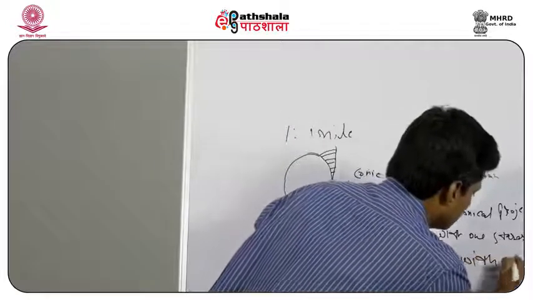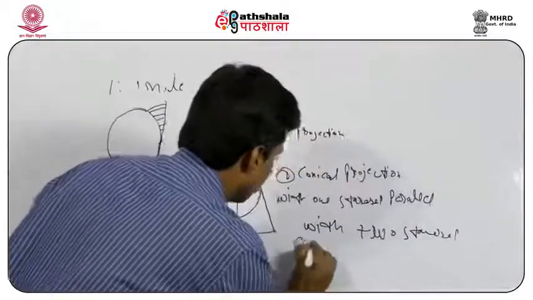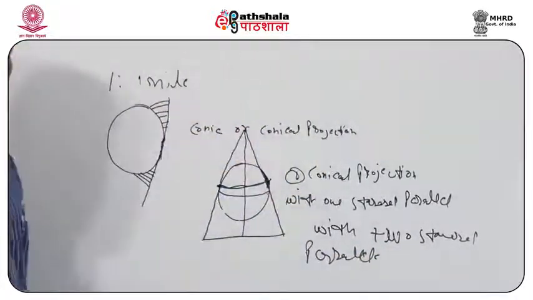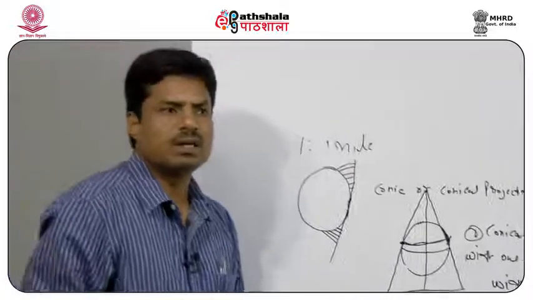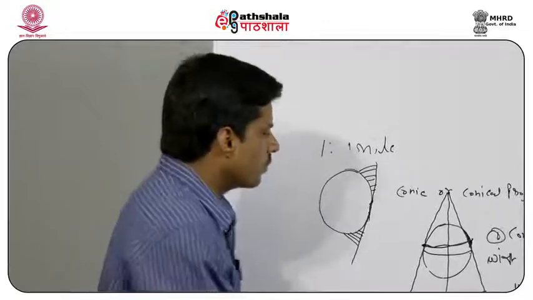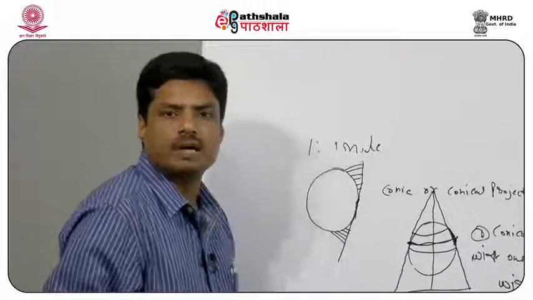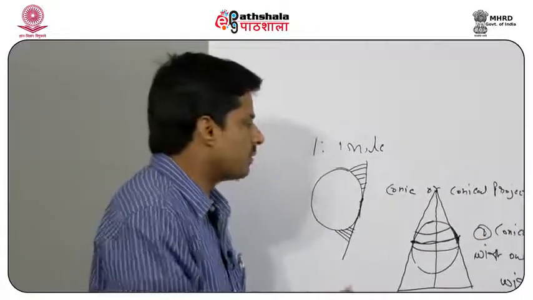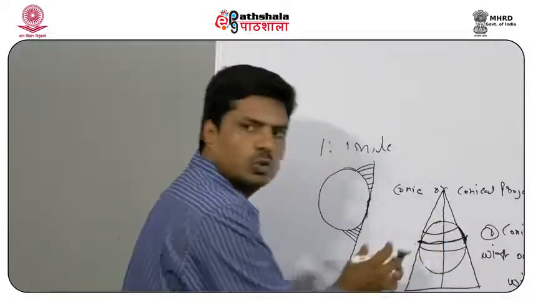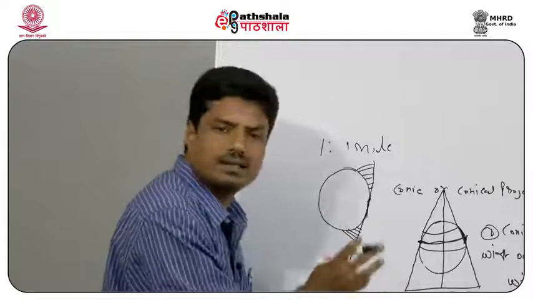Conical projection with two standard parallels. This is nothing but, here we assume one more standard parallel where the shape, size and scale are measured as correct. So here we get two parallels. Along with these two parallels, the scale is correct.